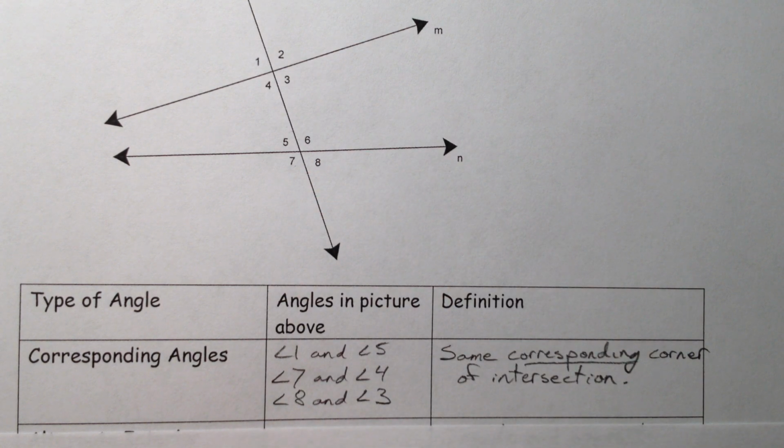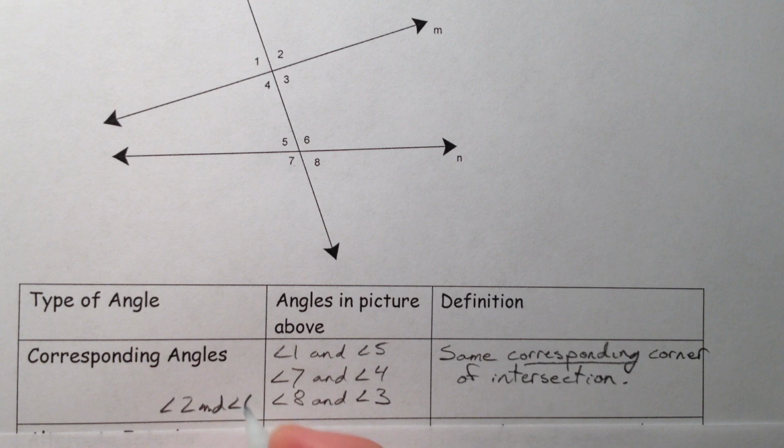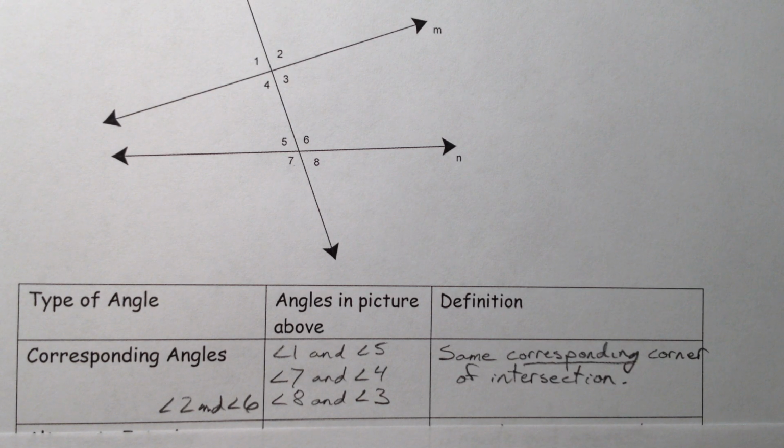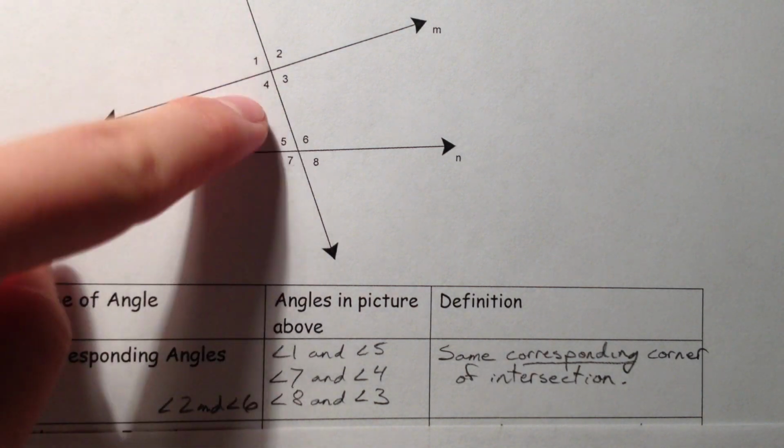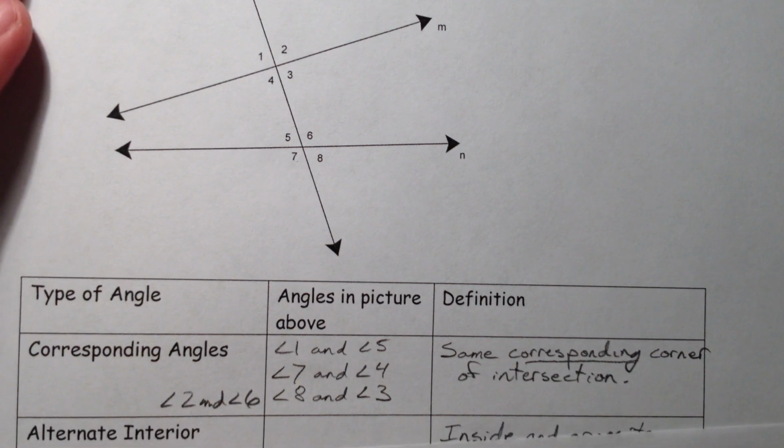And so hopefully you get the picture. Angle 2 and angle 6 are the other ones. So corresponding angle, same corresponding corner. Now corresponding is a word I use quite frequently, but maybe you don't use it as often. But so when they're in the same corner, corresponding corner of the intersection.